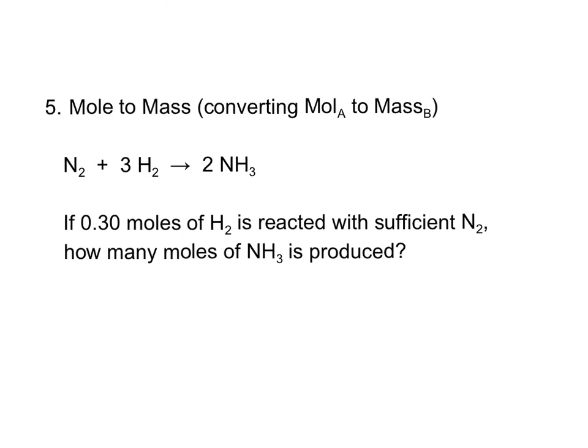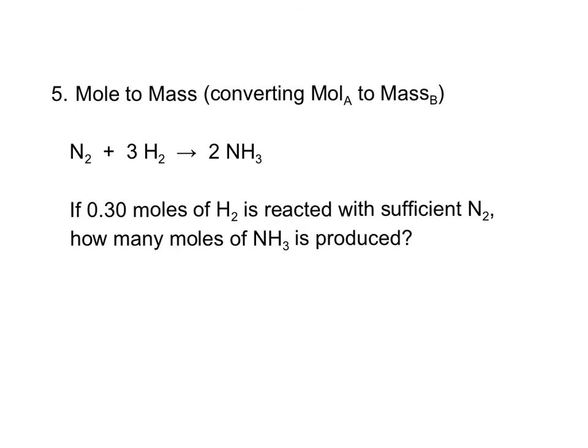Okay, next problem is going backwards, essentially. Moles to mass. So we're going moles to grams. So here's our balanced equation. We have nitrogen plus hydrogen yields ammonia, NH3. Okay, so we're starting off with 0.3 moles of hydrogen. So it's reacted with sufficient, which means enough nitrogen. How many moles of ammonia is produced?